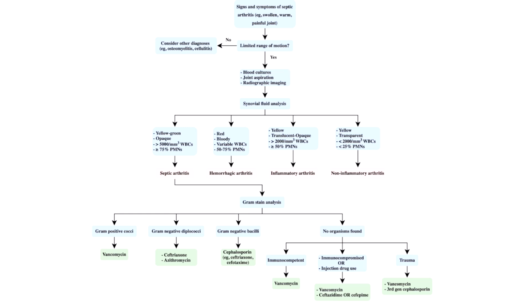Recall from our algorithm that when a patient presents with symptoms that raise suspicion of septic arthritis and range of joint motion is found to be limited, the next step to perform is joint aspiration to obtain synovial fluid, as well as obtaining blood cultures.